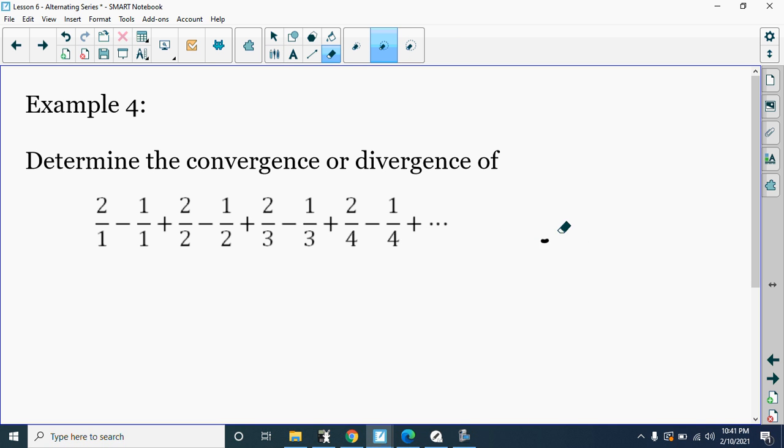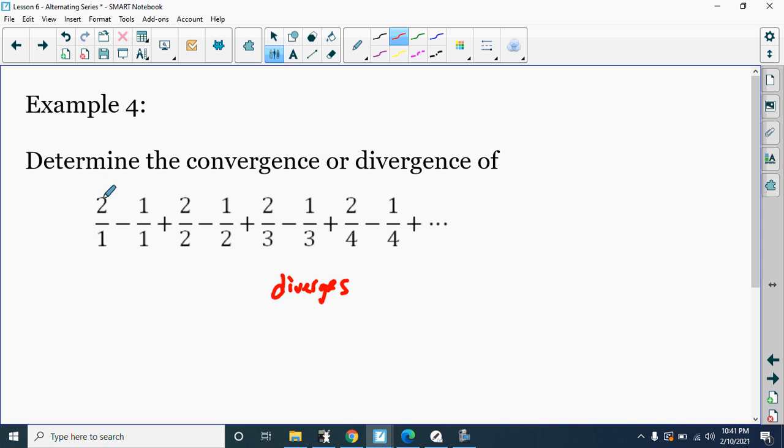We also want to check to see if my terms are decreasing. 2, 1, 1, it stays the same, that's okay. 1/2, it went down. Now it went up to 2/3. Goes down to 1/3, goes up to 1/2. Diverges. If you need to give a reason, the reason would be because the terms are not all decreasing.